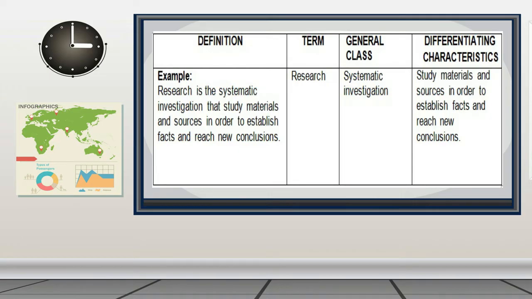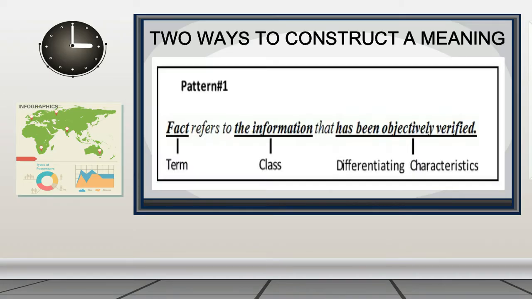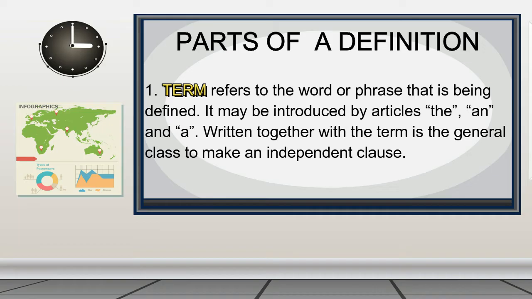So as you can see, a definition has 3 parts: term, class, and differentiating characteristics. There are 2 ways on how to construct a meaning. Pattern 1, Pattern 2. Now let's talk about the parts of a definition. 1. Term. Refers to the word or phrase that is being defined.